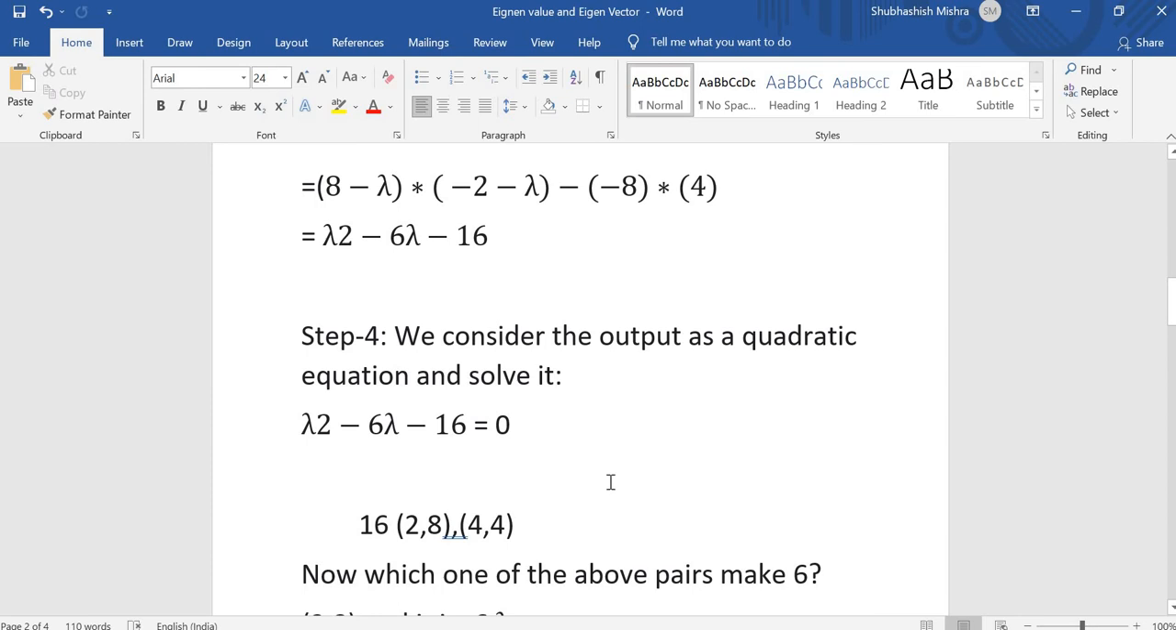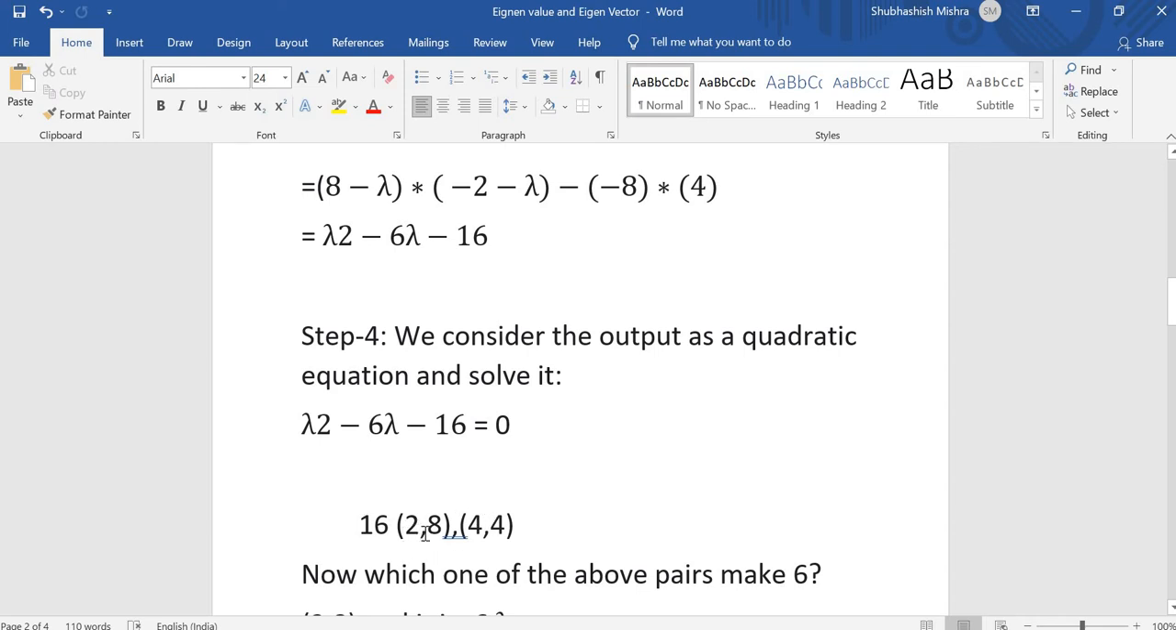So here the determinant of A minus lambda I is lambda square minus 6 lambda minus 16 equal to 0. So now let's find out the factors of 16. What are the factors of 16? We can find that the factors of 16 are 2 and 8, since 2 into 8 will give us 16, and 4 into 4 will give us 16.